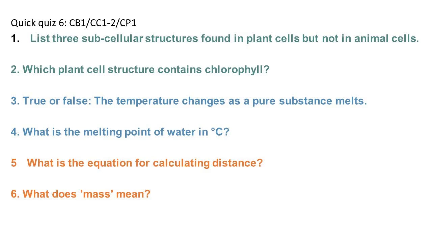Okay, so question 1 was to list 3 subcellular structures, they're just structures inside the cell, that are found in plant cells but not in animal cells. And we were looking for the vacuole, where the cell sap's stored, chloroplasts, and the cell wall. Give yourself a tick for each of those you got right. If you didn't get them, just add them in now.